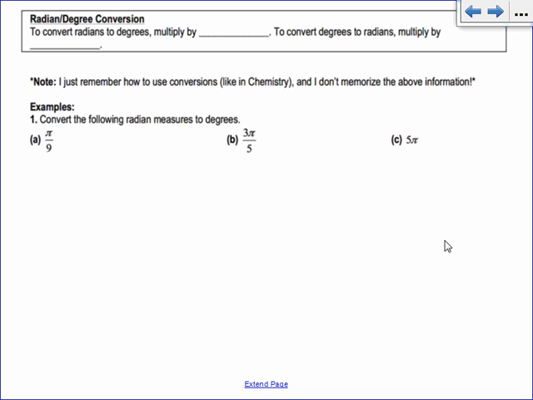All righty. So the radian to degree conversion. So if you have radians and you want to switch to degrees, you put radians on the bottom, degrees on top. So it's 180 over pi. But to degrees, radians would be pi over 180. So I just do it just like chemistry conversions. So if I had pi over 9, I put pi on the bottom, 180 on the top, and the pi's reduce out. So 180 over 9 is going to be 20, so it's 20 degrees.